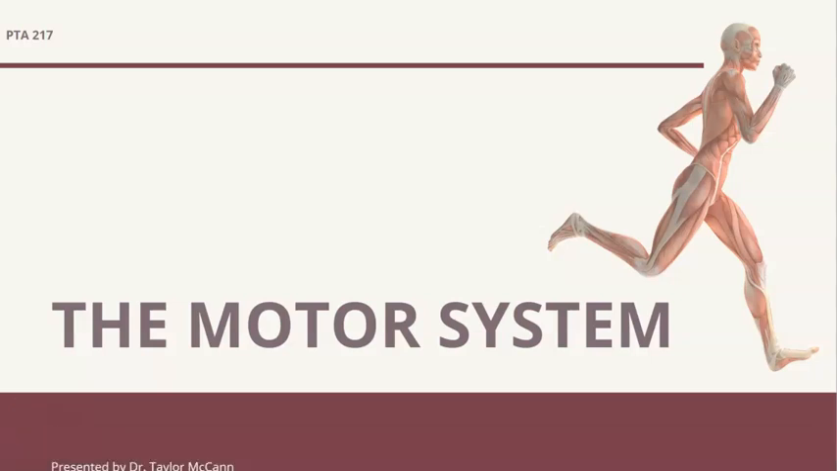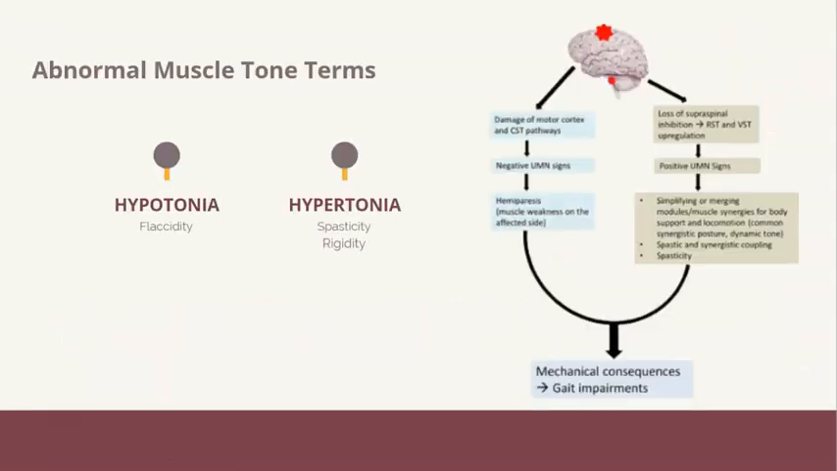Okay, next up is the motor system. So today we're going to talk about terms to describe motor output, but we're also going to talk about how our body moves. First, let's talk about a couple terms that are often used to describe impairments with neurological disorders.